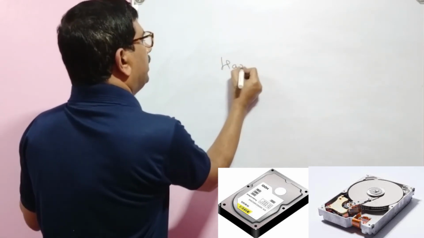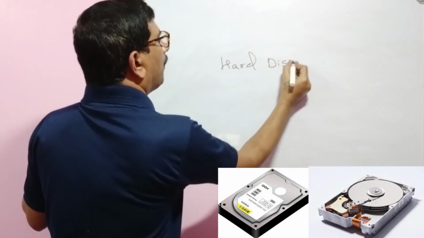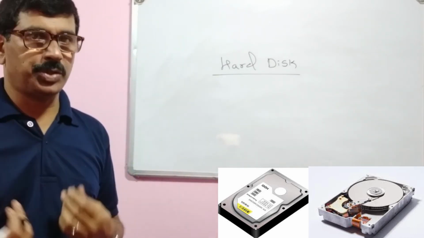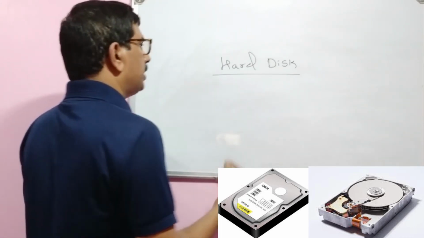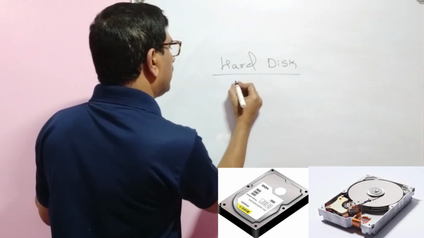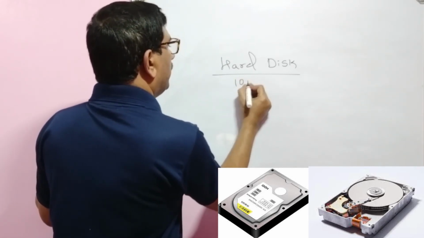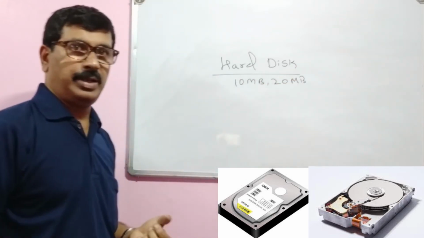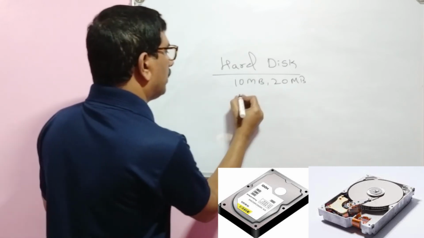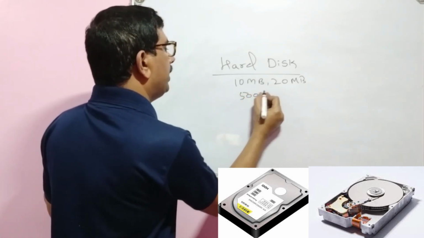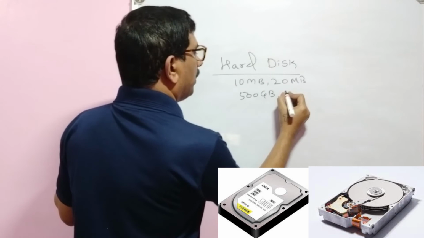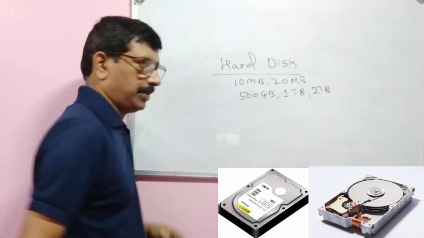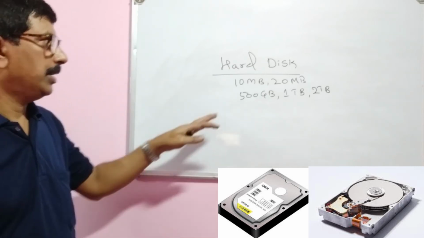Next is hard disk. Hard disk is another secondary storage device. When it started, the minimum size was nearly 10 MB or 20 MB, but nowadays the hard disk is available with 500 GB, maybe 1 TB, 2 TB, like this. The hard disk comes in different sizes.